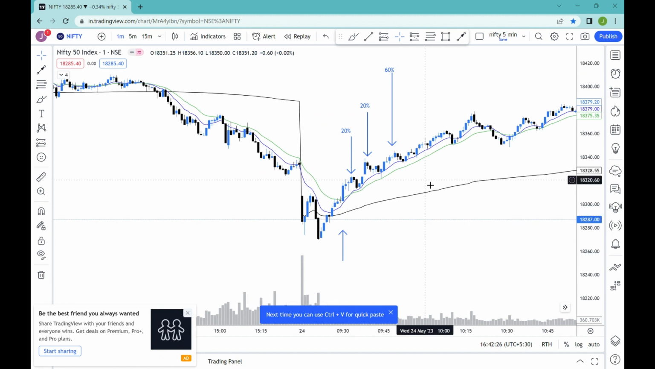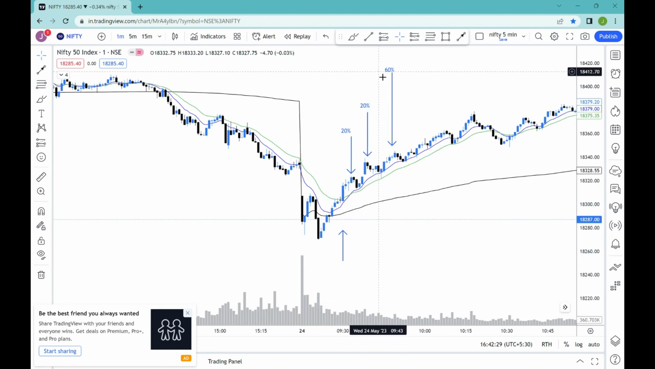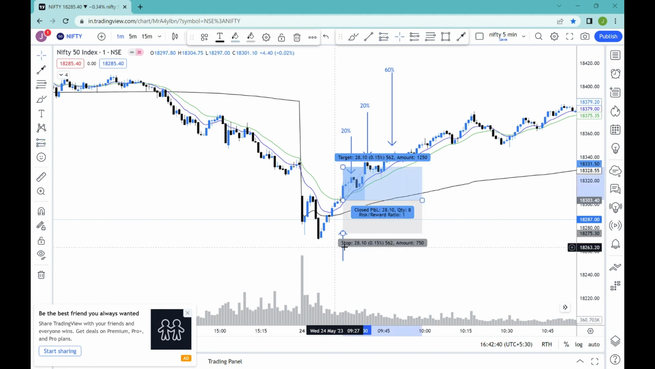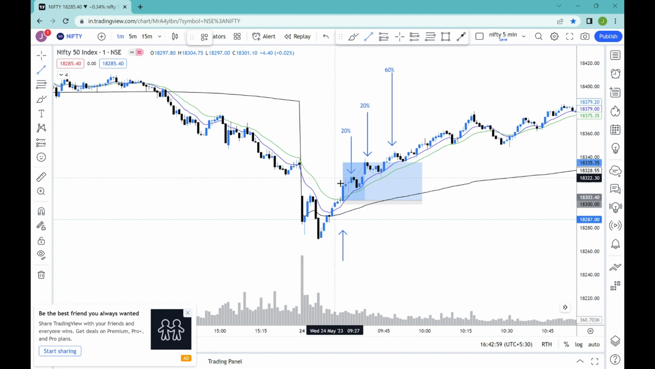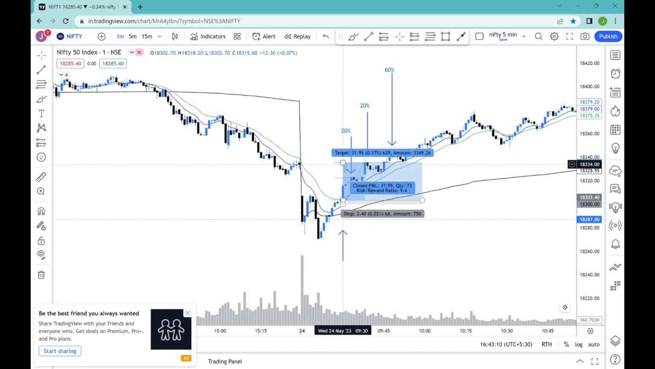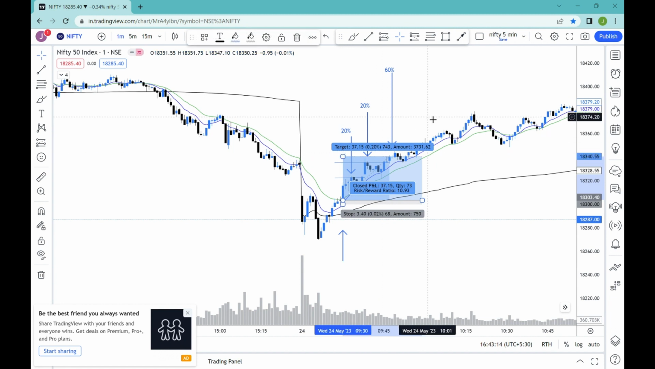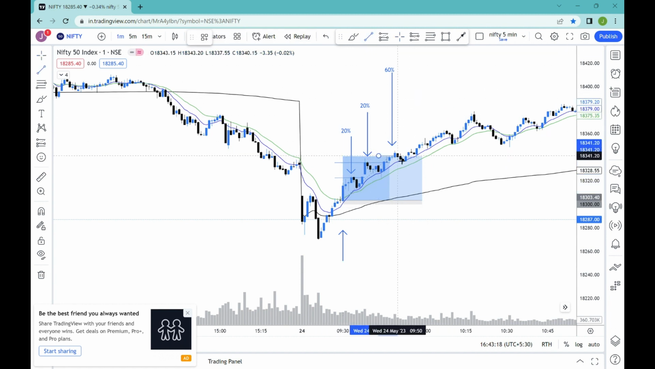Okay, so now let's understand the trade idea. We'll mark the trade with the marking tool and then understand the idea behind it. We'll mark the risk reward ratio first. I entered right here. My risk was only 3 rupees. This was my first target, which was 1 is to 5. My second target was 1 is to 9, and my third target was 1 is to 11. Here is my third target.